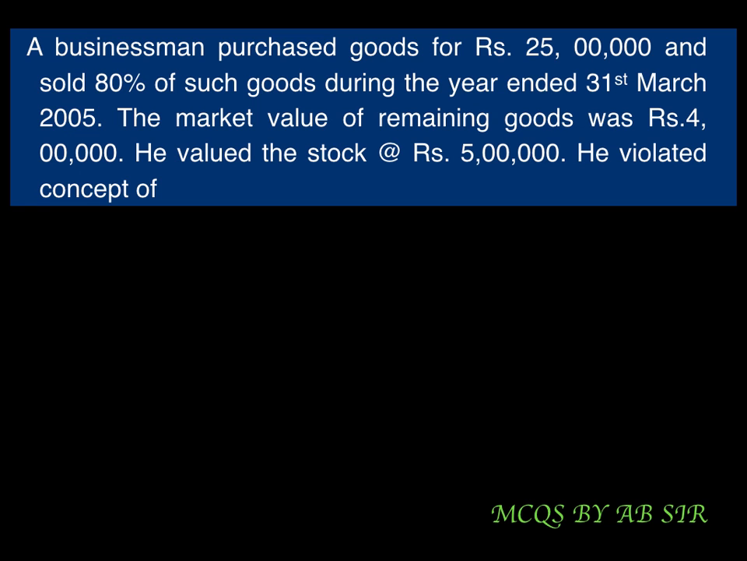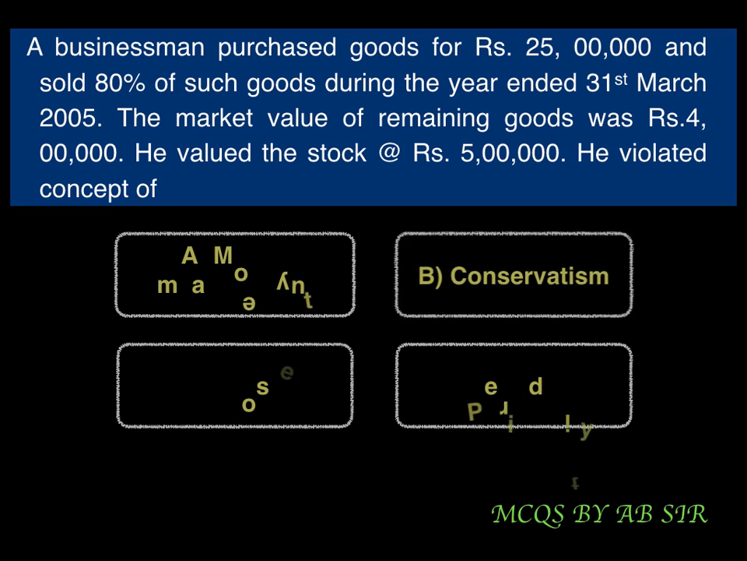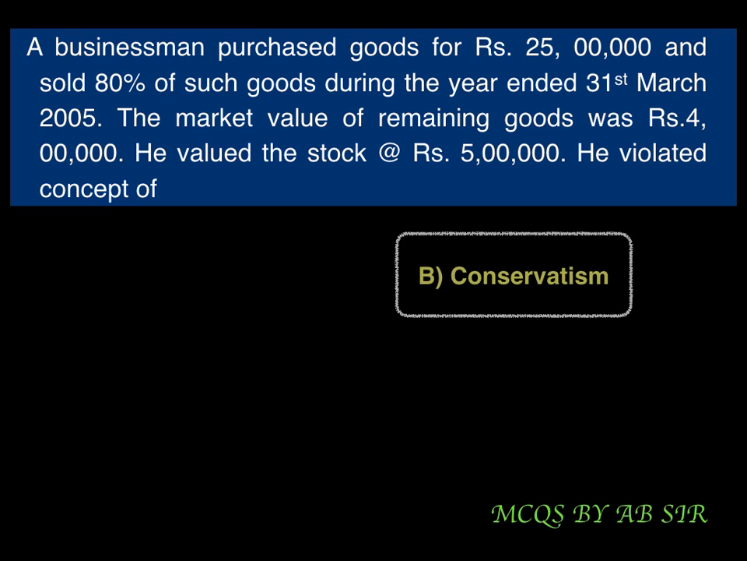So they are asking which principle was violated. Your options: money measurement, conservatism, cost, or periodicity. Yes? The businessman violated the principle of conservatism, or we can also say prudence, right? What should he have done? He should have valued the stock at cost or the market value, whichever is lower. But he valued it at the higher amount. He valued it at the cost of the goods, right?